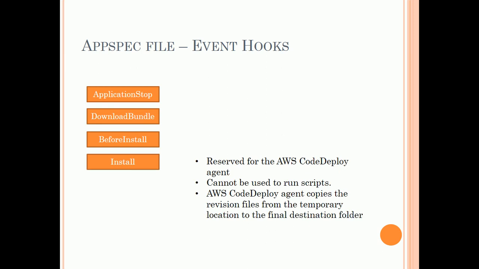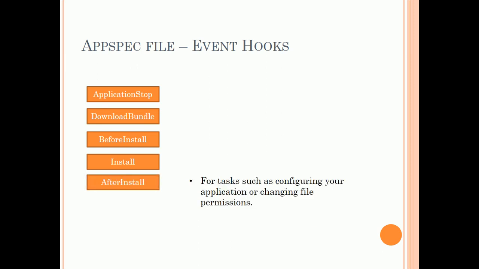During this lifecycle event, we cannot use this hook to run the script. It is reserved only for the AWS CodeDeploy agent. During this event hook, the AWS CodeDeploy agent copies the revision files from the temporary location to the final destination folder. The next event hook is after install. During this deployment event, we can configure tasks such as configuring our application or changing the file permissions.